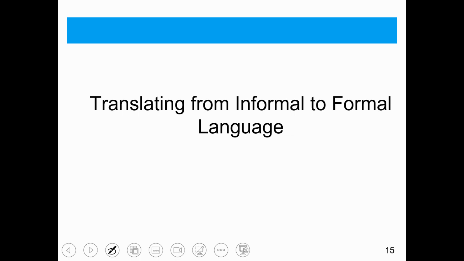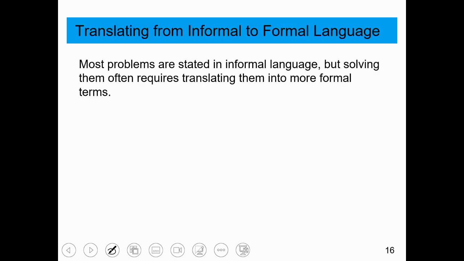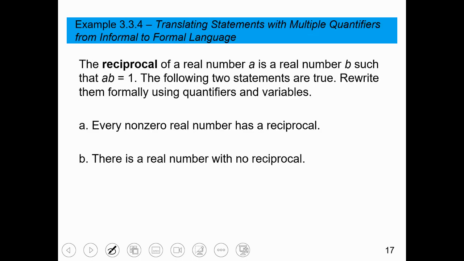So, as we've been doing all along, it's very important that you are able to translate from informal language to formal mathematical language and vice versa. So let's practice. We have a statement telling us that the reciprocal of a real number A is a real number B such that A times B is equal to 1. The following two statements are true. Rewrite them formally using quantifiers and variables.